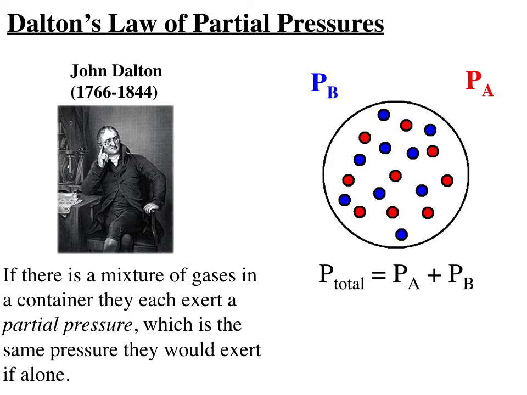Consider the chamber on the right, and it has some red spheres representing gas A and some blue spheres representing gas B. And each of these will exert a partial pressure PA for the red spheres, partial pressure PB for the blue spheres, and the total pressure in the chamber, I'm going to claim, is simply a sum of these individual pressures exerted by these gases separately. So think of it like this.